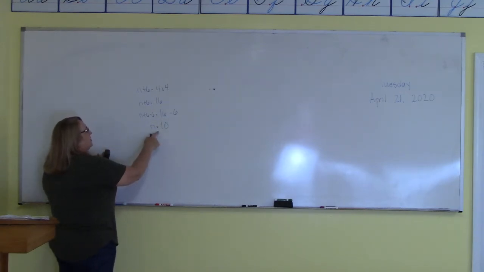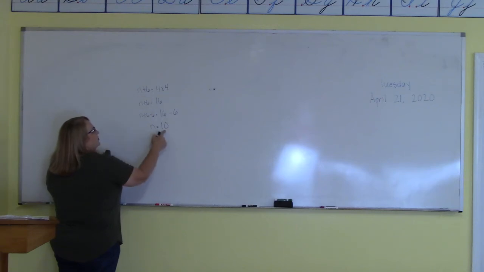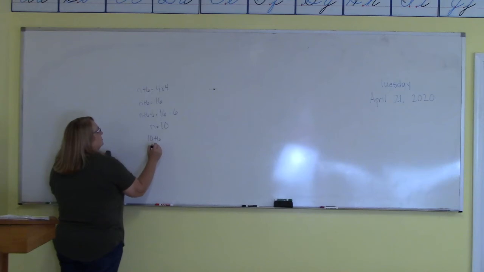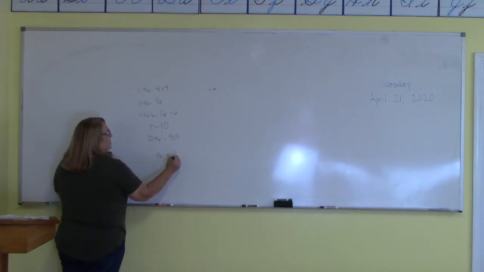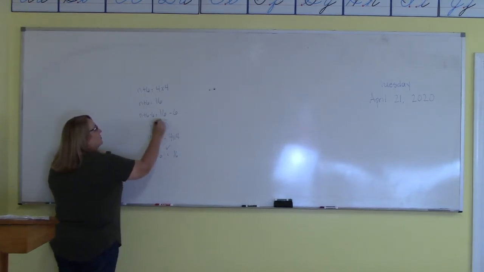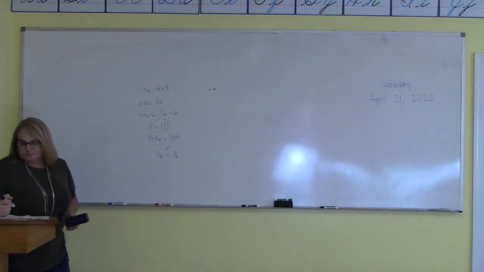Now let's check it. N plus 6, we know that n now is 10. So 10 plus 6 equals 16. And 4 times 4 equals 16. These are equal, so n equals 10.